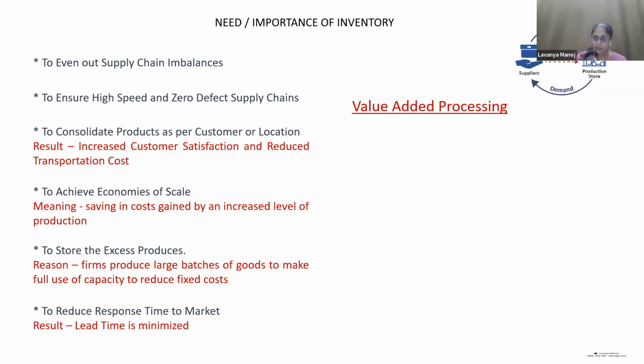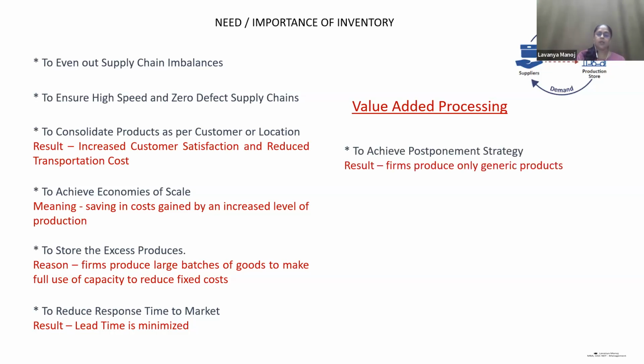So to do value added processing, as I told, like adding some more quality, or changing the packaging or changing the way the product looks. If the company fears the products are going to be dead stock, if they want to move the product out of the factory floor immediately to the market, value added processing can be done with the help of the available inventory stored in the warehouse to achieve a postponement strategy.